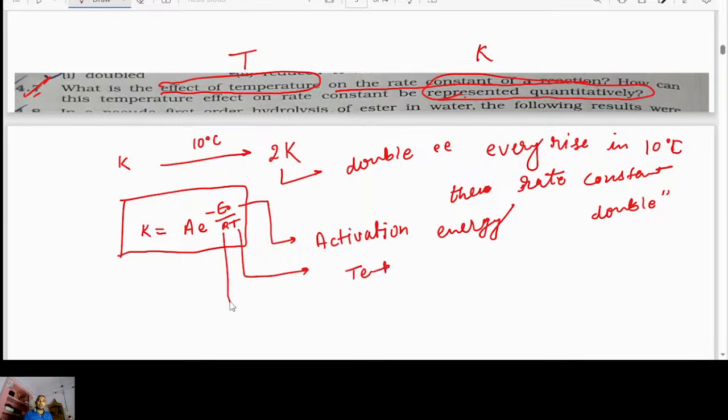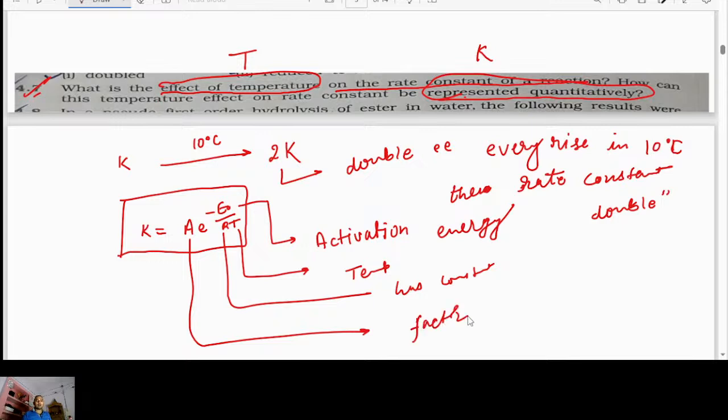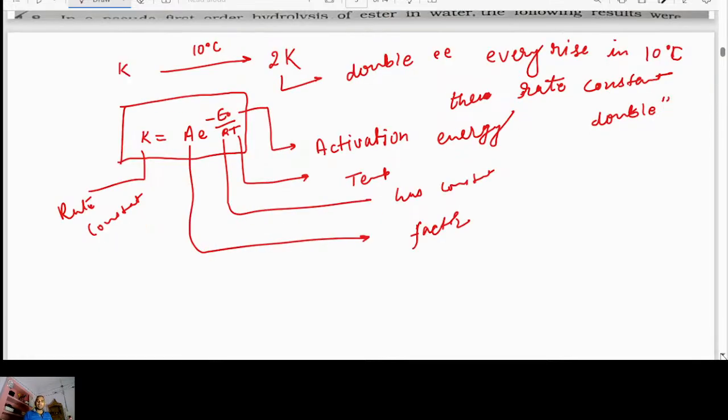R is the gas constant. A is the collision or frequency factor, you can say. This is also called the Arrhenius factor, and K is the rate constant. Now, student, how are they empirically related? K is equal to A e power minus Ea upon RT.